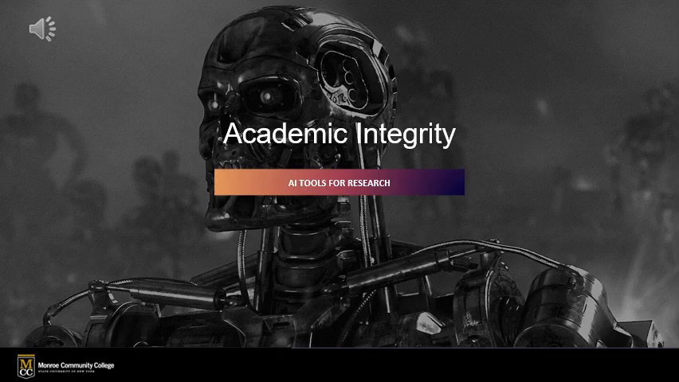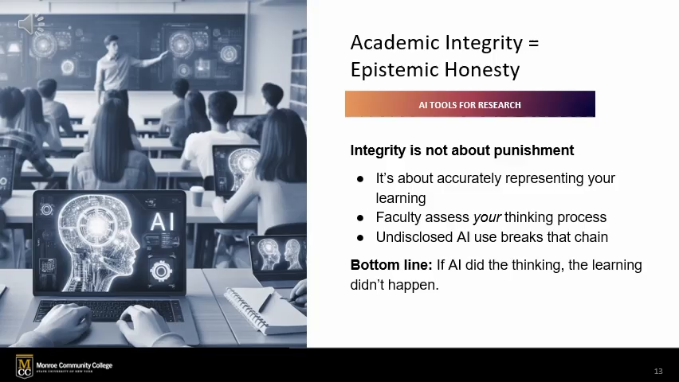But I want to frame this differently than you might expect. This isn't about surveillance. It's not about catching cheaters. It's about how learning is evaluated and represented in academic contexts. When you submit work to your instructors, you're not just completing a transaction. You're demonstrating what you've learned, how you think, and what you can do independently. Academic integrity is really about epistemic honesty, being truthful about how knowledge was produced.